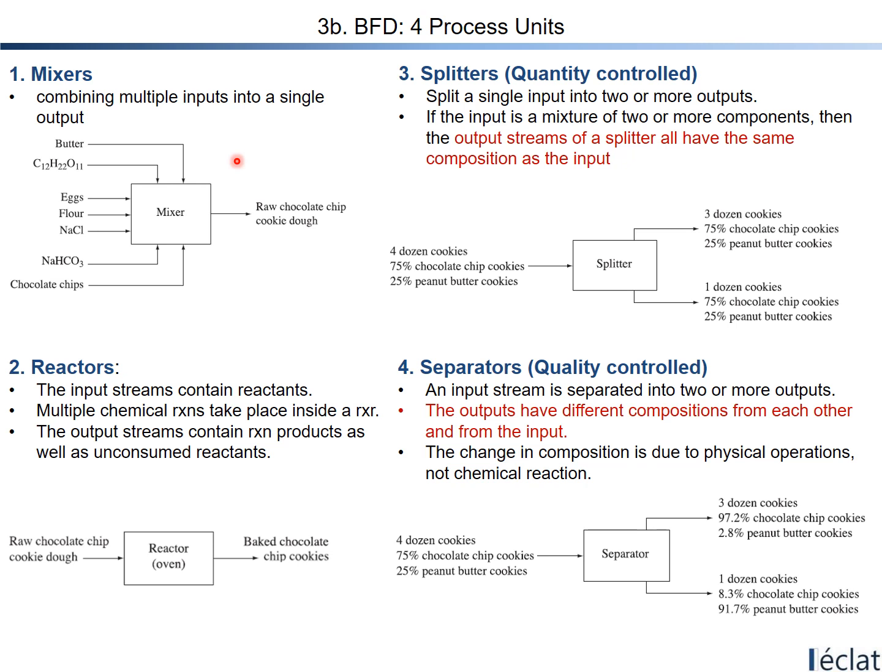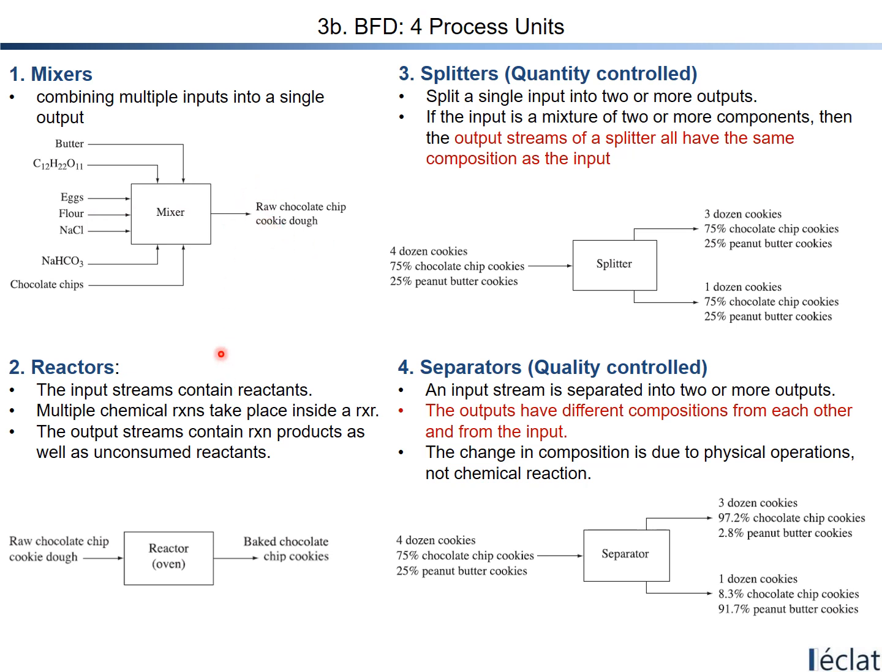A mixer is the unit operation to combine multiple inputs into a single output. Here is an example, the mixer, and I am introducing butter, sugar, eggs, flour, sodium chloride, and sodium bicarbonate, plus chocolate chip into the mixer, and then the single output contains raw chocolate chip cookie dough, right? So the characteristic of a mixer is to have multiple inputs and a single output, which is the mixer.